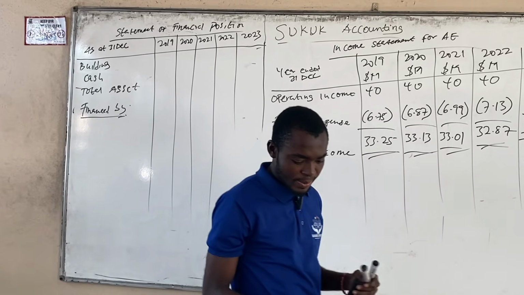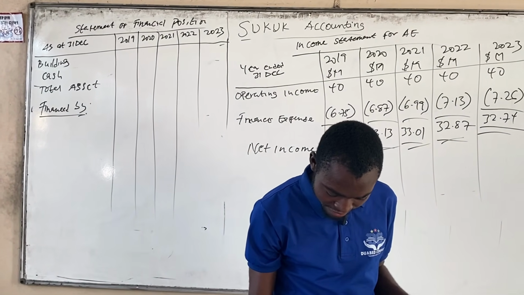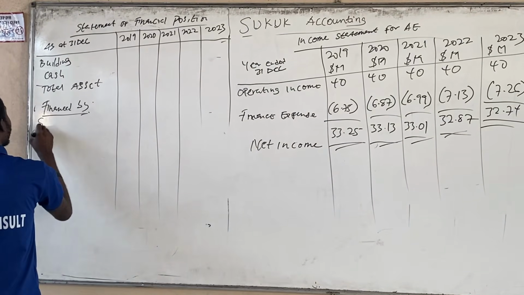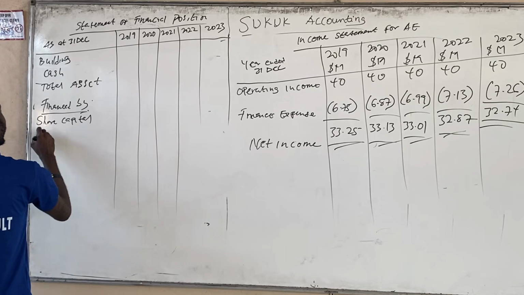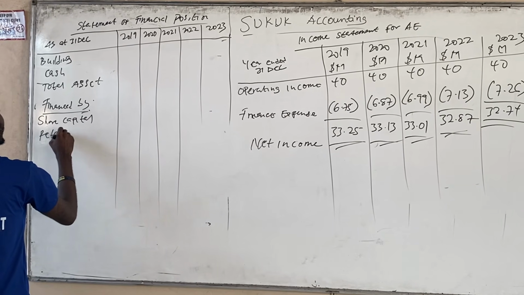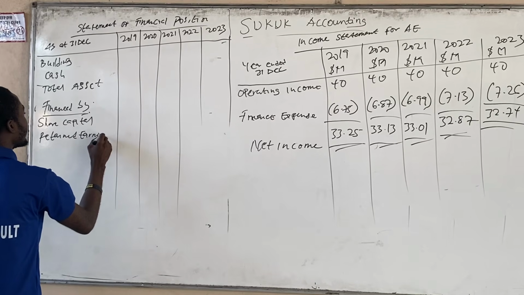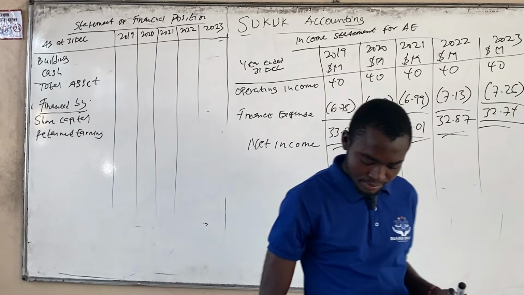So in the balance sheet, the organization is having a share capital and then retained earnings. So we have share capital and then retained earnings. Okay, so we start with the asset aspect.